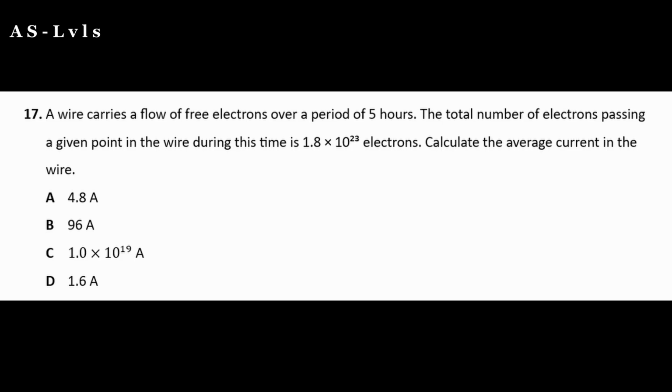Question 17. A wire carries a flow of free electrons over a period of 5 hours. The total number of electrons passing a given point in the wire during this time is 1.8 times 10 to the power 23 electrons. Calculate the average current in the wire.